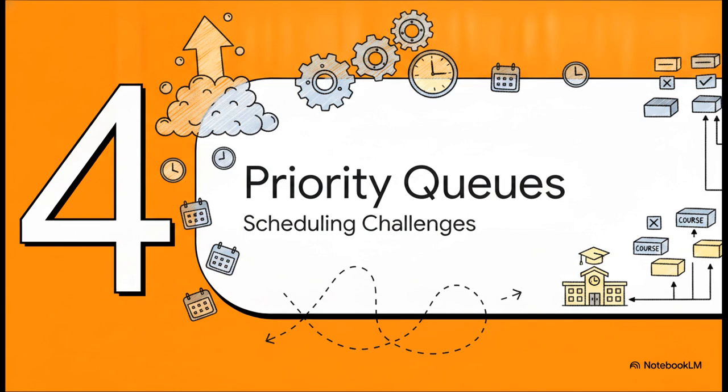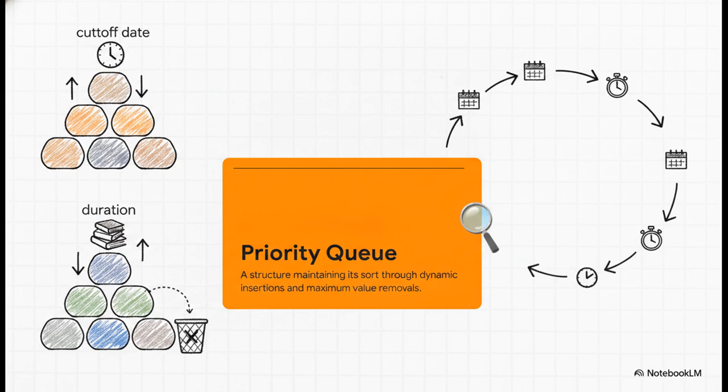Next up, we are looking at scheduling scenarios where our standard arrays completely fail us. So think of a priority queue as a structure that stubbornly maintains its sort, no matter how many dynamic insertions or removals you throw at it. The course schedule problem introduces this really fascinating dual sorting conflict. You've got courses with specific durations, and they all have strict cutoff dates.